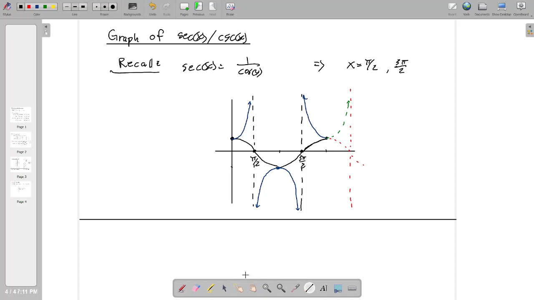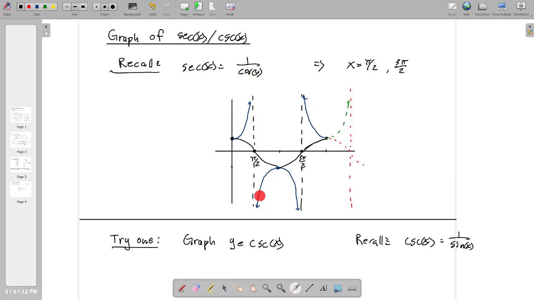Now go ahead and try one on the accompanying worksheet. Graph y equals cosecant of x. And recall that cosecant of x is equal to 1 over sine of x. So follow the exact same steps that I did. Find your vertical asymptotes, plot them, and then sketch the sine curve instead of the cosine curve, and then plot cosecant instead. It'll look very similar to secant.